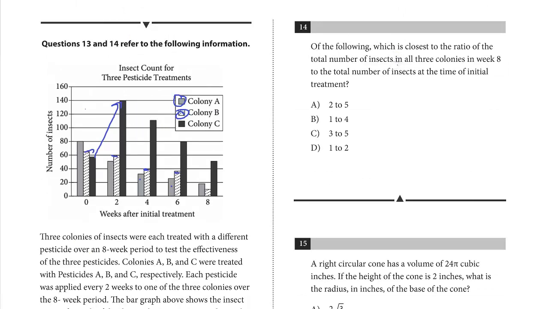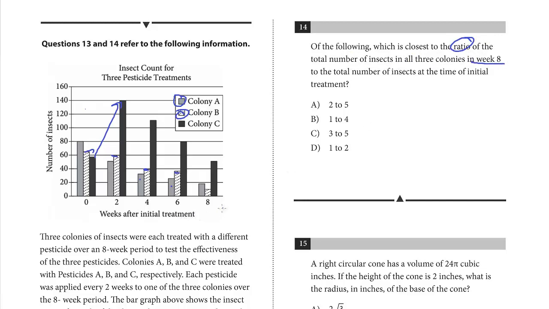And then one more question relating to this information, number 14. Which of the following is the closest to the ratio of the total number of insects in all 3 colonies in week 8 to the total number of insects at the time of the initial treatment? So just be careful reading. You want to solve for what the question is asking for. We want the ratio of all the insects, all the colonies in week 8.